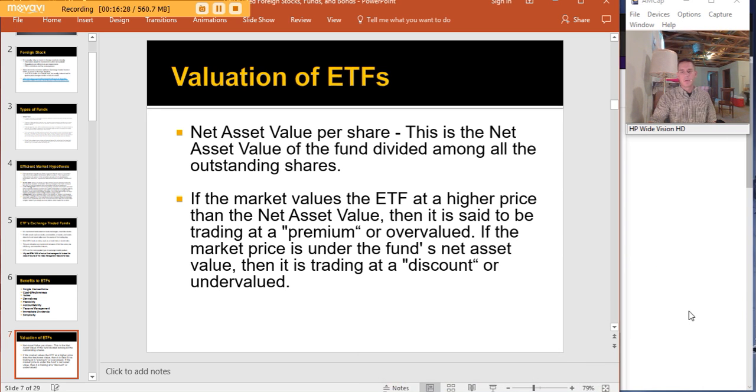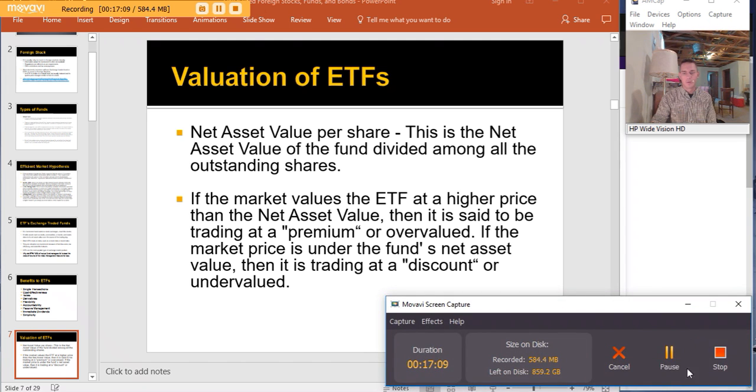Now, again, the way in which we evaluate ETFs, or exchange-traded funds, and mutual funds is through the net asset value per share. The net asset value is the fund's value divided among all the outstanding shares. So if the market values the ETF at a higher price than the net asset value, it would be said to be trading at a premium or overvalued. If the market price, the price on that Yahoo Finance screen, is under the fund's net asset value, then we would suggest that it's trading at a discount, or you can think of it as being undervalued.